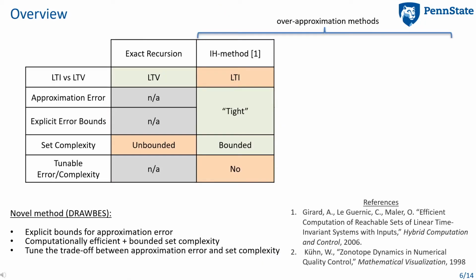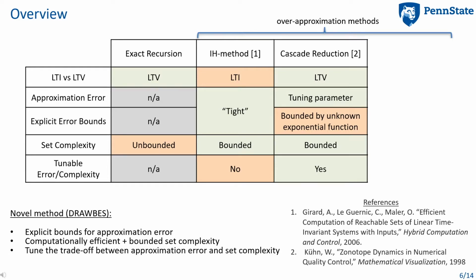This table compares qualities of various reachability algorithms in each column, including the exact recursion and interval Hull methods previously discussed. Cascade reduction is another successive over-approximation method. It is valid for time-varying dynamics and is tunable, although explicit error bounds are not provided and error is bounded by an unknown exponential function.